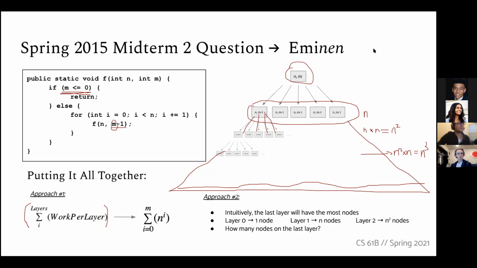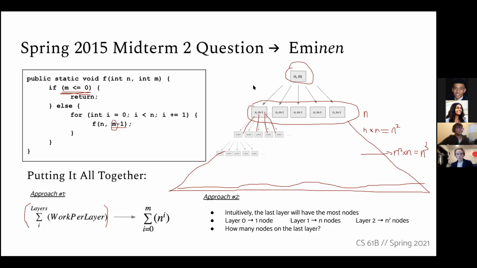Yes, I see there's a question. Do you want to unmute yourself and ask a question? Yeah. So are we only looking at the bottom layer when we look at these recursive elements, or are we supposed to add everything up?